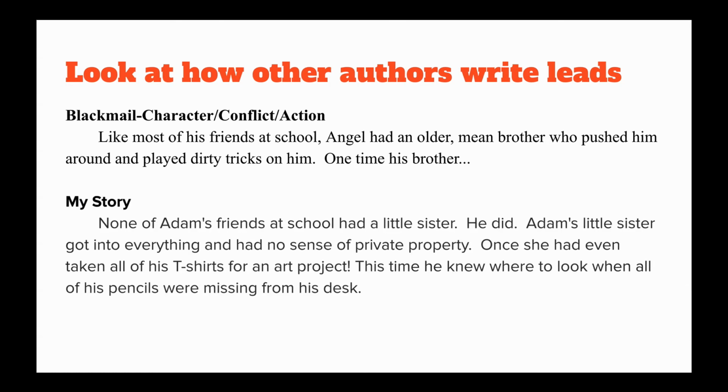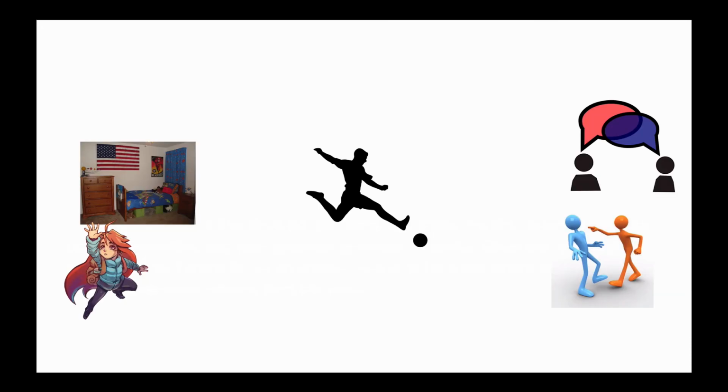So my story might say, none of Adam's friends at school had a little sister. He did. Adam's little sister got into everything and had no sense of private property. Once, she had even taken all of his t-shirts for an art project. This time, he knew where to look when all of his pencils were missing from his desk. So you know where he is, you know he's got a sister, and you know something's missing. Gives us an idea what the conflict is, right?